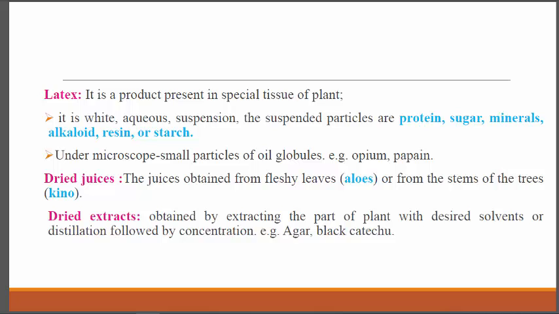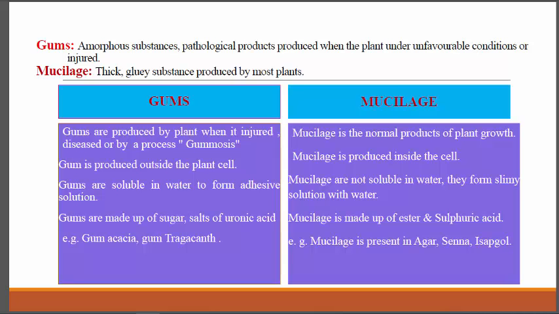or from the stem of trees, which we can call kino. And what are dried extracts? These are obtained by extracting the part of the plant with desired solvents or distillation, followed by concentration, like agar, black catechu. Okay, so these two things are the basics.